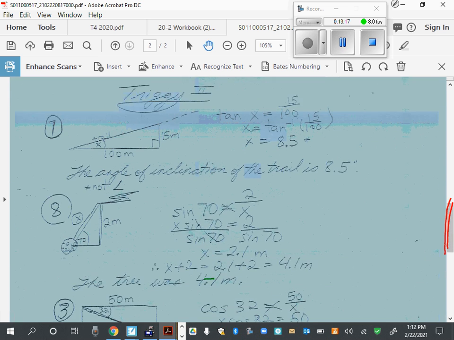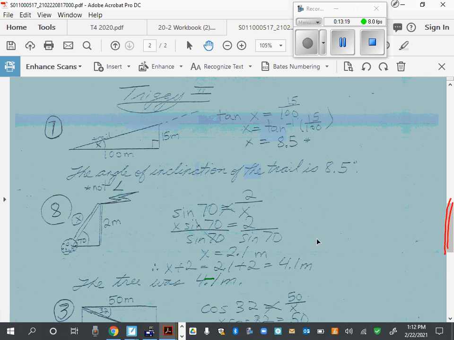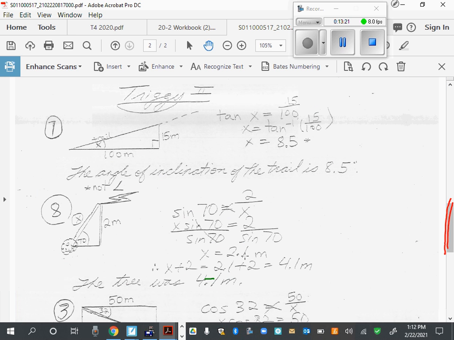Let's go to the next page, 7. Let's get rid of the blue screen if I can. 7 says, what is the angle of elevation? So you're finding the bottom angle. Okay, the angle when you're looking up. You're looking up, that's creating an angle going up. Okay, so you're finding this guy, angle of elevation, to the nearest 10th of a degree.